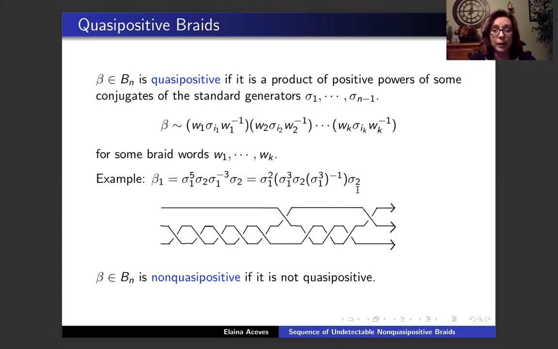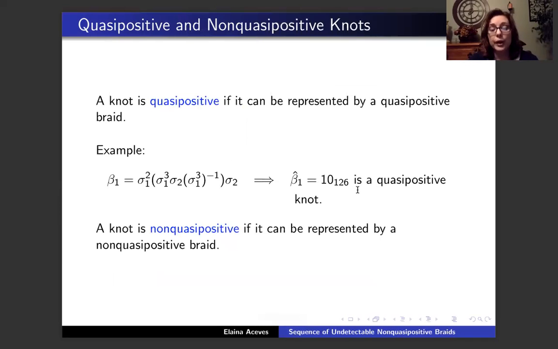Now a braid is non-quasi-positive if we can't find such a representation, if it's not quasi-positive. Now, if we consider the closure of braids, we have knots or links. In my case, we're always going to have knots. So for our definition, a knot is quasi-positive if it can be represented by a quasi-positive braid. The example we saw on the previous slide, beta 1, if we consider its closure, which I denote by a hat here, we actually get the knot 10_126. So we've just shown that 10_126 is a quasi-positive knot. Similarly, a knot is non-quasi-positive if it can be represented by a non-quasi-positive braid.